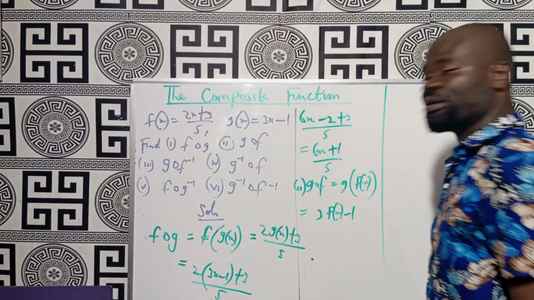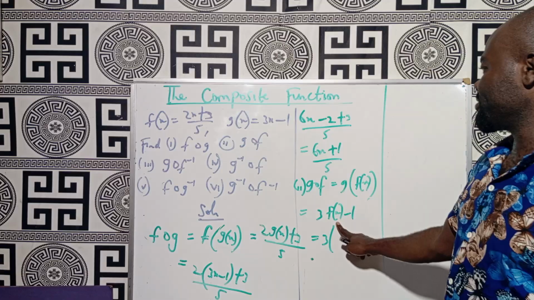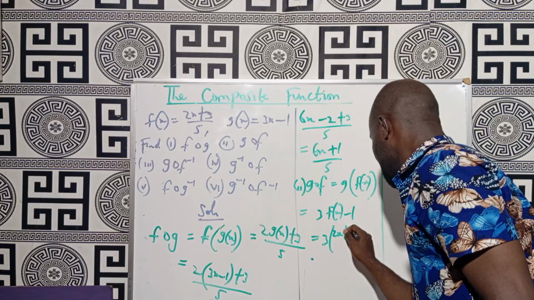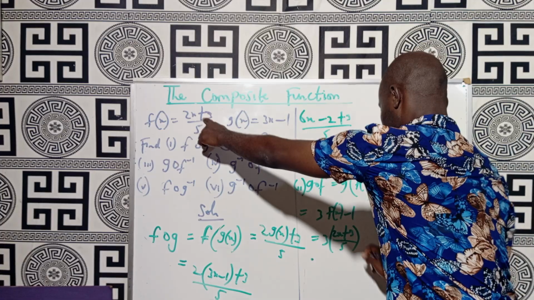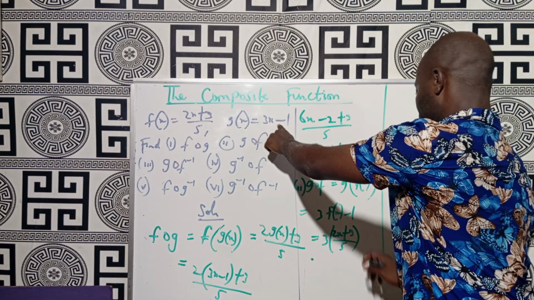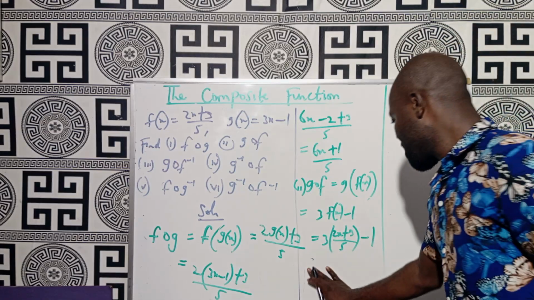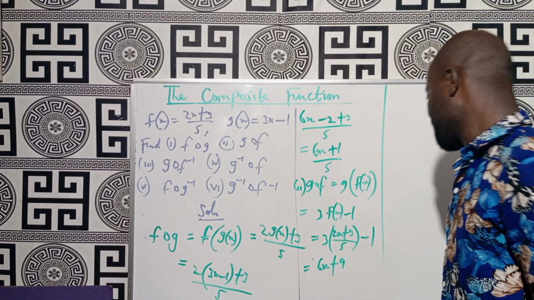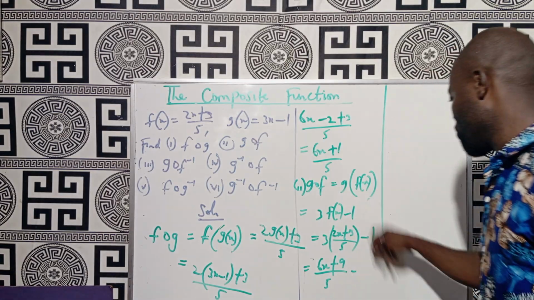Then minus 1. You can see. So from there we have 3 times, what's my f of x? That's this f of x here: 2x plus 3 all over 5. Then minus 1. Just do this and get your answer. Let's do that quickly. 3 times 2x is 6x, plus 3 times 3 is 9, all over 5, minus 1.